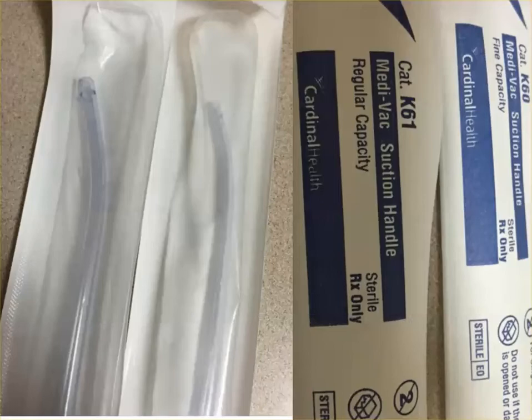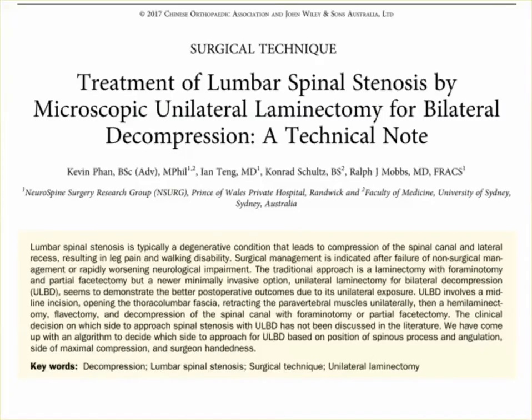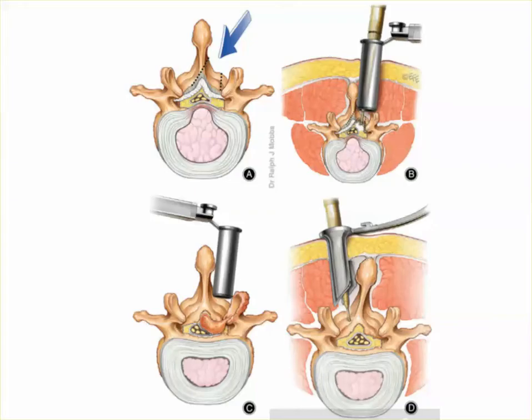Okay. I use these suction tips. They're plastic, and the reason why you'll see during the surgery, I use these suction tips is because they don't injure the nerves. They're soft, and I can manipulate nerves with the plastic suction tip. And this is just the most recent article this year that Mobes published in the Chinese Orthopedic Association journal, which I didn't even know this journal existed. It just shows the technique, which I kind of went over.